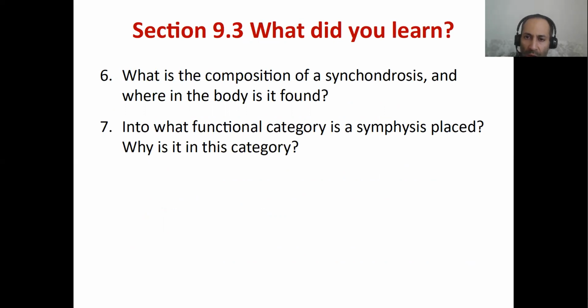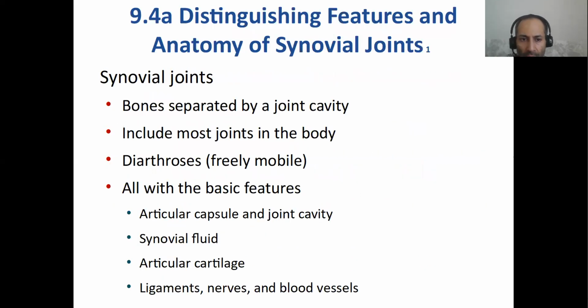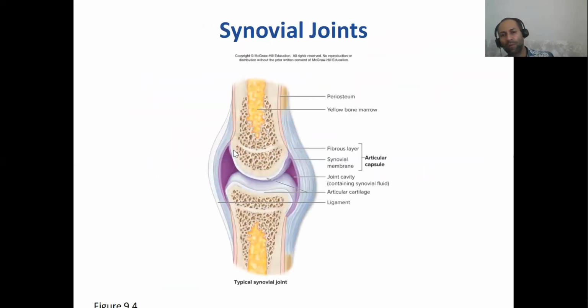Why is it in this category? Because it contains fibrocartilage. Synovial joints, the most common type, are diarthroses, meaning they're freely mobile. They're able to move in all different directions, okay? And here's an example of a synovial joint, as you can see, okay? The two bones coming in, articulating with each other.